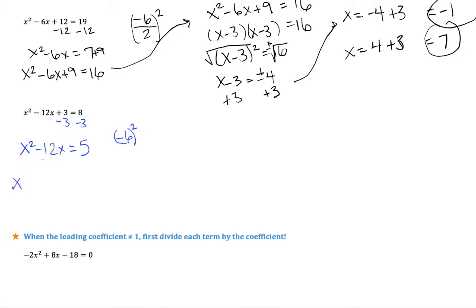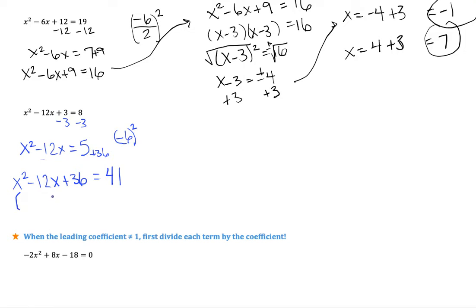So I need to rewrite the left side by adding that 36. And then I need to rewrite the right side by adding that 36 to that 5, so I get 41.